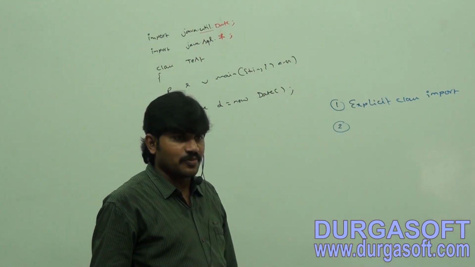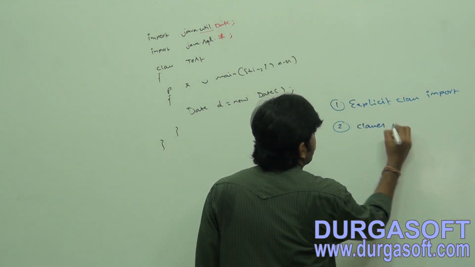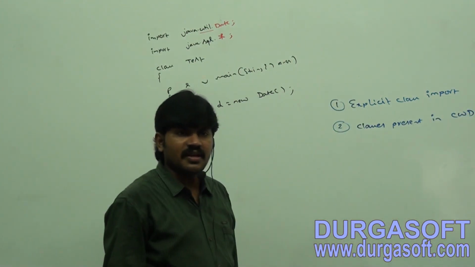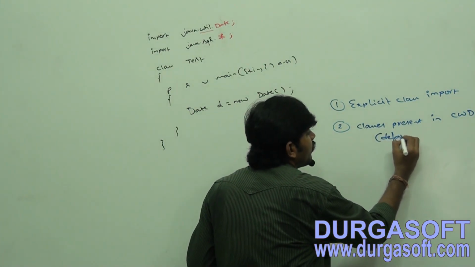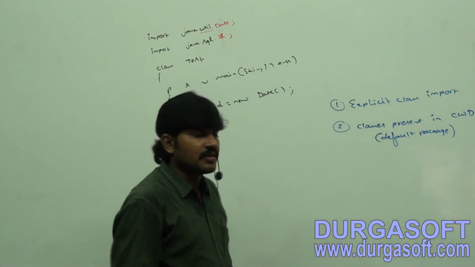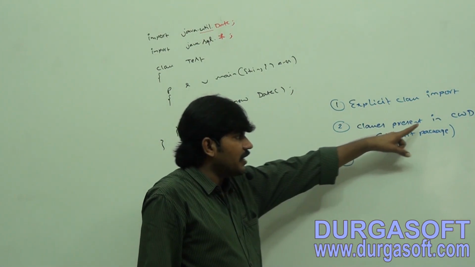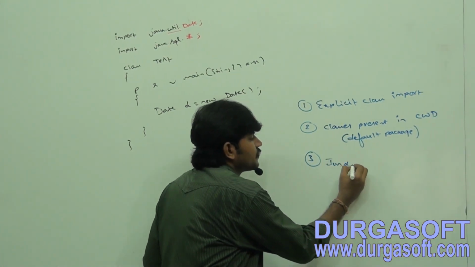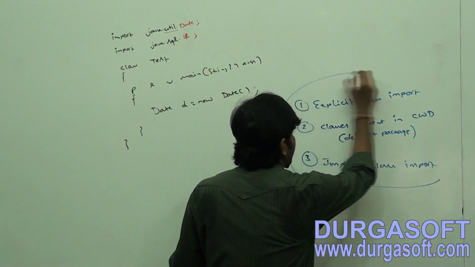First one, explicit class import. Next level priority goes to classes present in current working directory, which is also known as the default package. If there is no match by explicit import and no match by current working directory, then only implicit class import will be considered. I hope that is clear.